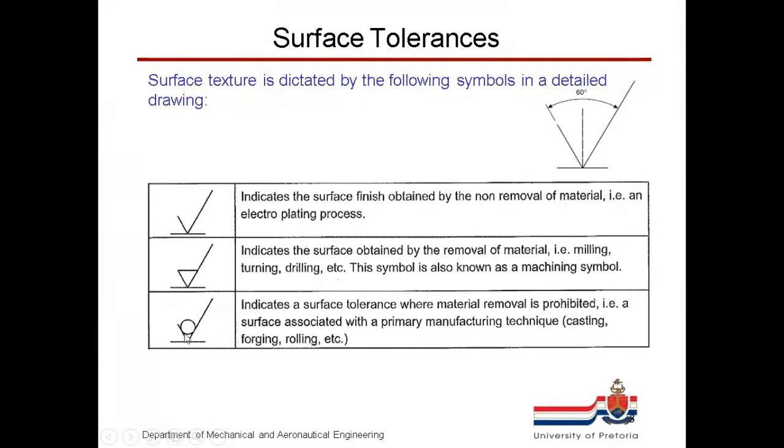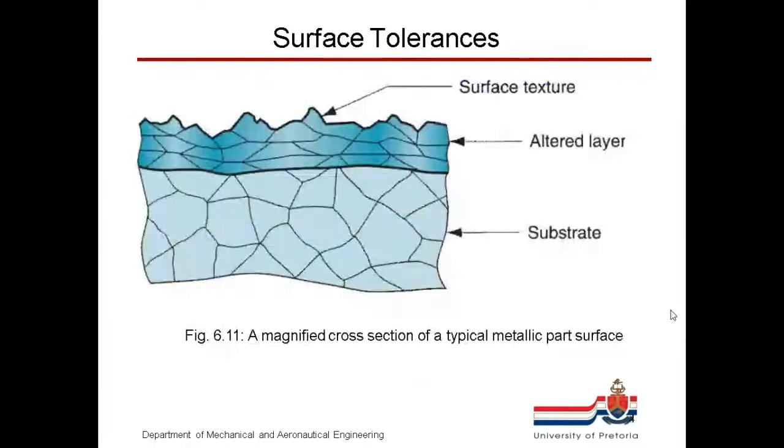And then we get the one with the little circle in there, and this indicates a surface finish where the material removal is prohibited. So it's associated with a primary manufacturing technique like casting, which you did in the manufacturing classes, forging, rolling, and so on. You don't really have to know exactly what these are at this stage. Good. So, the surface tolerance.